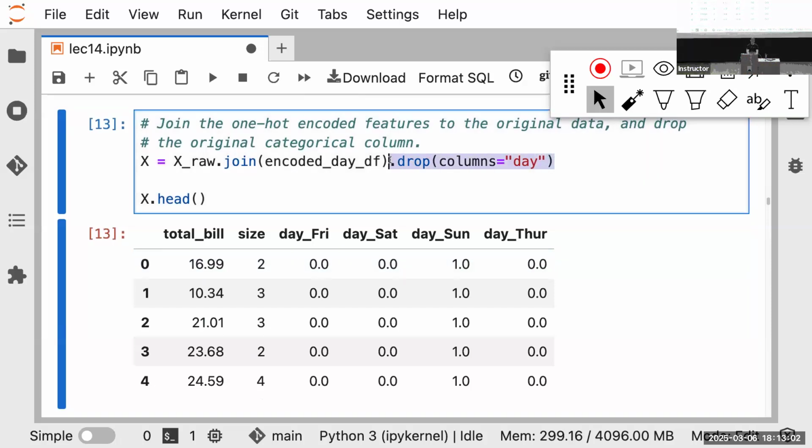Notice also we're dropping the original day column that has Sunday, Friday, and so on, because linear regression can't read strings. So we've dropped that column. We now have a design matrix that's all numeric. Now we can run linear regression.